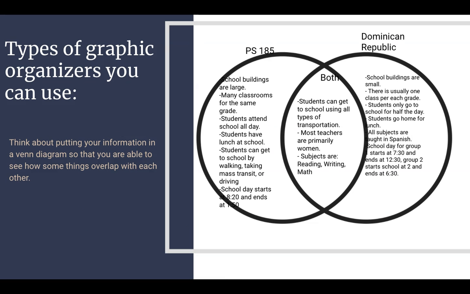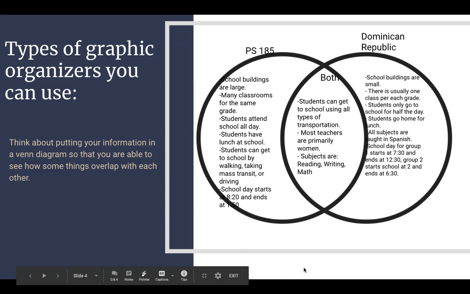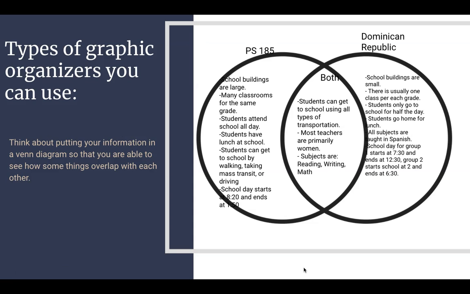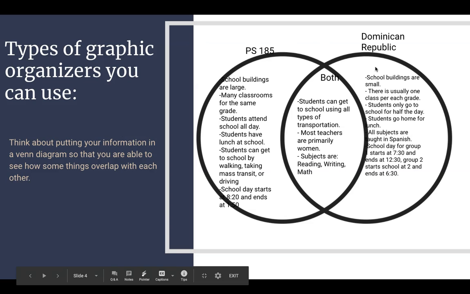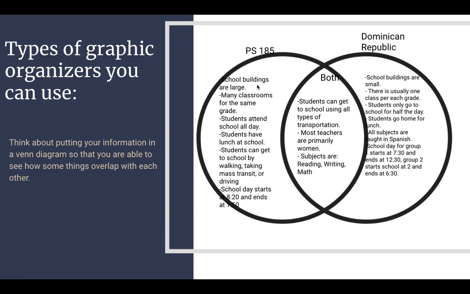So I mentioned a graphic organizer. This is an example of a graphic organizer. So you think about putting your information in a Venn diagram, and this is a Venn diagram, so that you're able to see how some things overlap with each other. So I continue to do more research on schools in the Dominican Republic, and this is how I'm organizing my information. So in one circle of my Venn diagram, I have PS 185, and I wrote down the facts that I know about PS 185. In the other circle, I have schools in the Dominican Republic and the facts that I've gathered about the schools in DR.